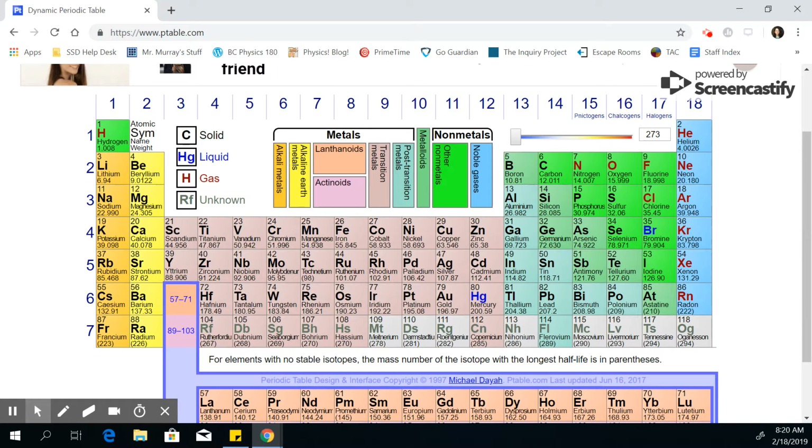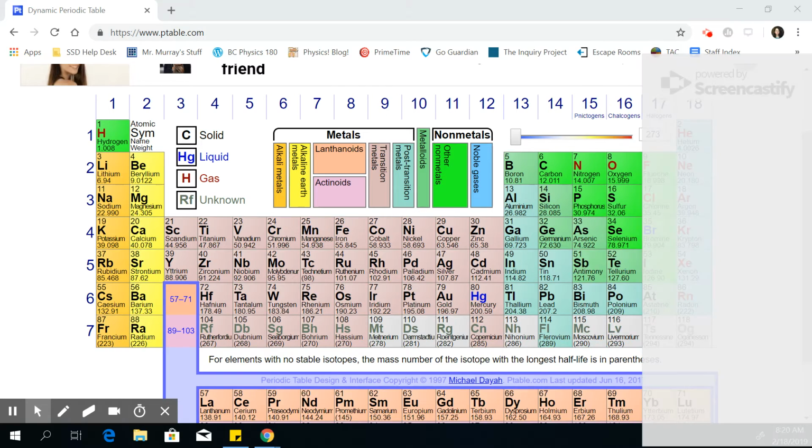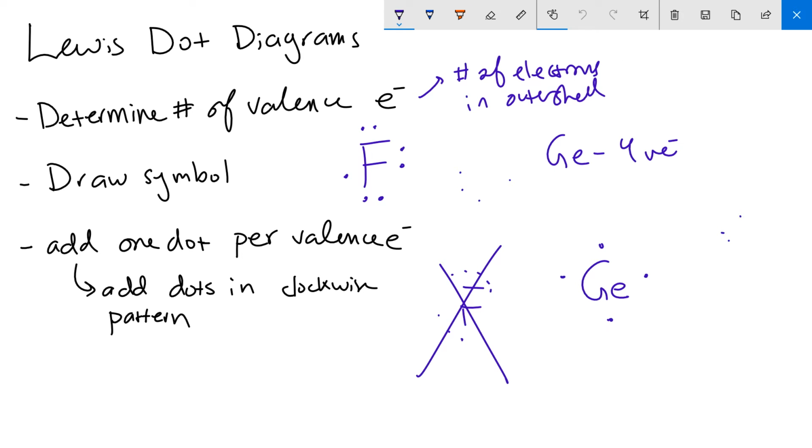Let's do magnesium. Magnesium, element 12, is in the second group. That means that it has 2 valence electrons. So we'll go back over here. Magnesium, I draw my symbol, in a different color. Magnesium. And then I do my 2 dots. 1, 2. That's it. I'm done.